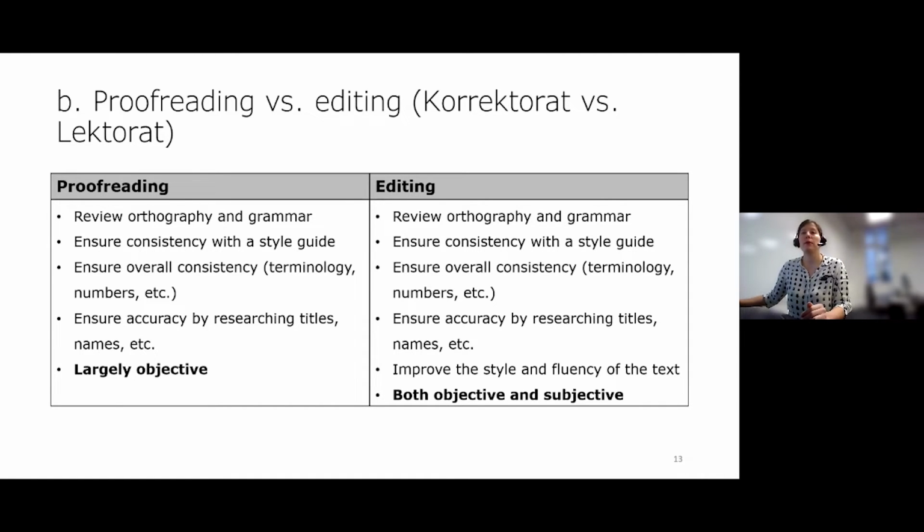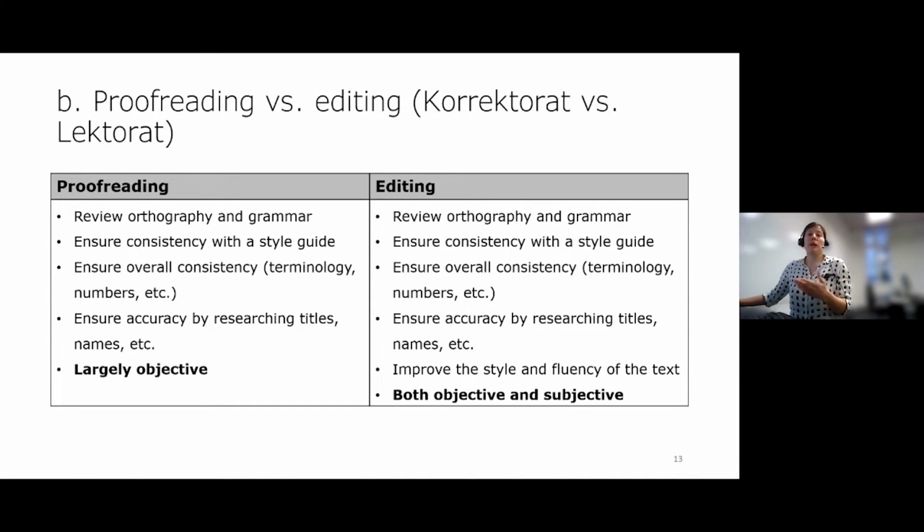So first we have our two most basic forms of monolingual revision. That means proofreading and editing are both in a single language and often aren't translations. What we now call editing used to be referred to as revision in the Supertext system. Both of these services have a lot in common. They are both single-step processes, so performed by one person. Both involve reviewing spelling, orthography, and grammar. Both ensure consistency with a style guide as well as throughout the text.